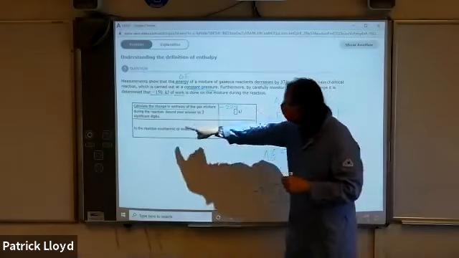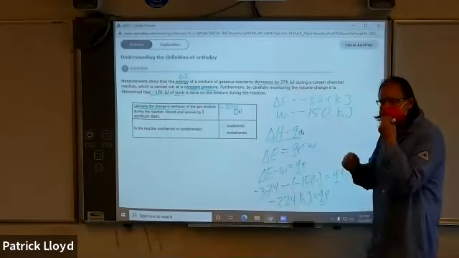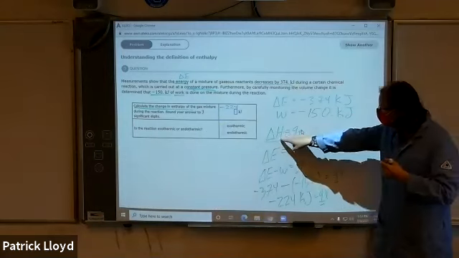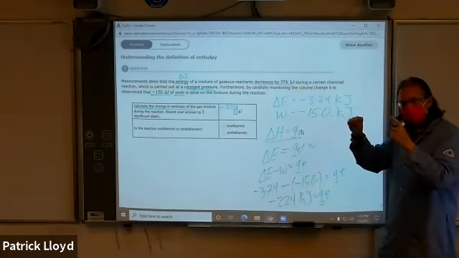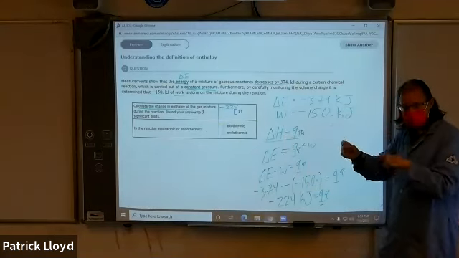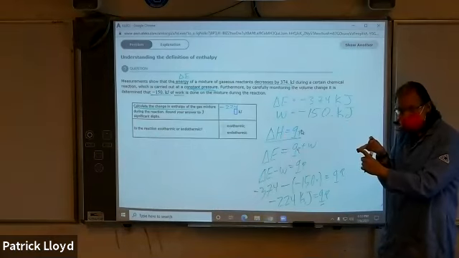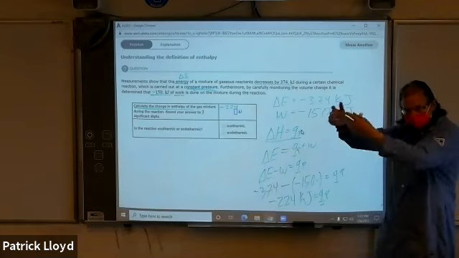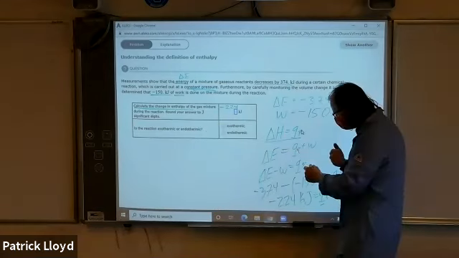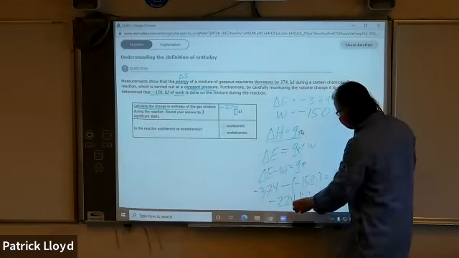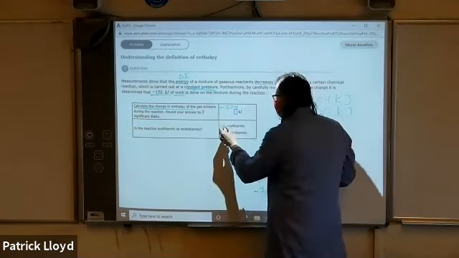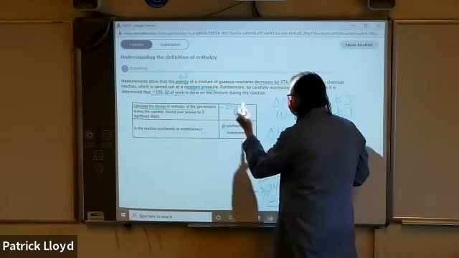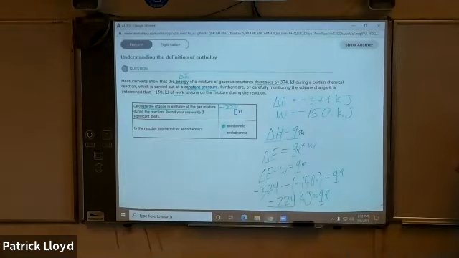Okay. Exothermic or endothermic, that's very simple. Since delta H is equal to Q, we use the same convention that we use with heat. If Q is positive, that's endothermic. If it's negative, it's exothermic. Negative means going out. So since it's negative 224, we would say it's exothermic. Okay.